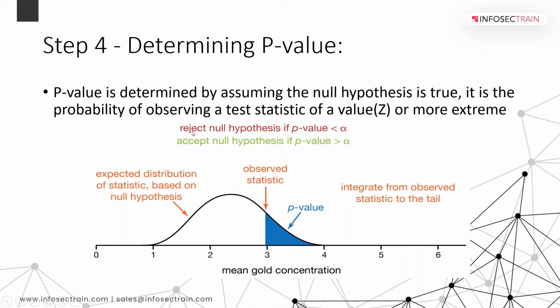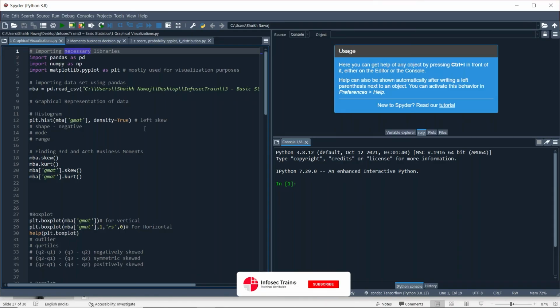If our p value is less than the alpha value, the level of significance, then in that case we reject the null hypothesis. And if our p value is greater than alpha, the level of significance, then we accept the null hypothesis.